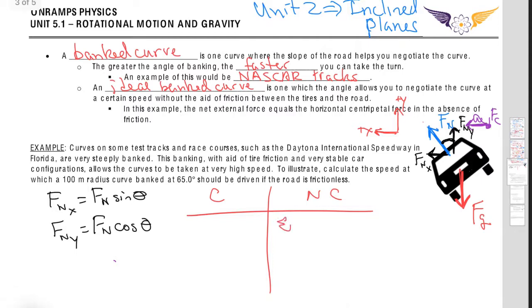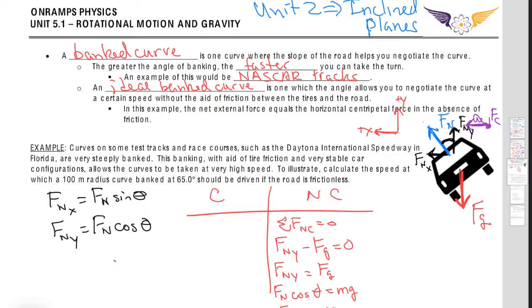So the sum of the forces non-circular equals 0. And so I would have Fny minus Fg equals 0. And note that Fg goes straight down. And so I would have Fny equals Fg. So that would be Fn cosine theta equals mg, which means Fn equals mg over cosine theta.